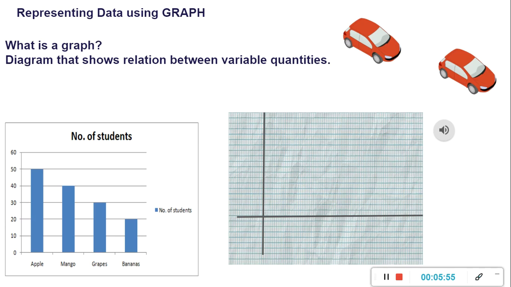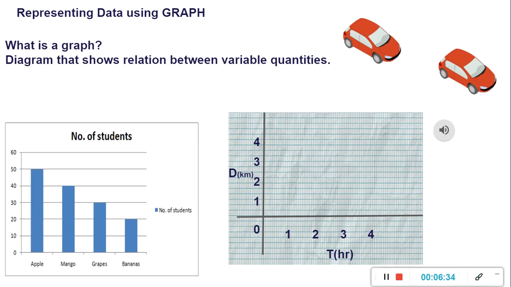So the distance covered by the car is changing with the time, isn't it? So distance and time are the two variable quantities, right? Let us say that we represent distance on the y-axis and time on the x-axis. Now if this is 0, the origin, then 1, 2, 3, 4, etc. Let us say the time is represented in hours, and so on. Similarly, here distance is represented in kilometers, also 1, 2, 3, 4, and so on.